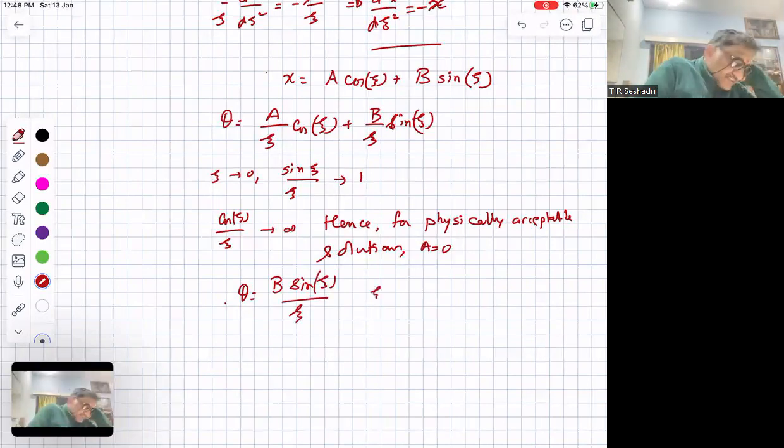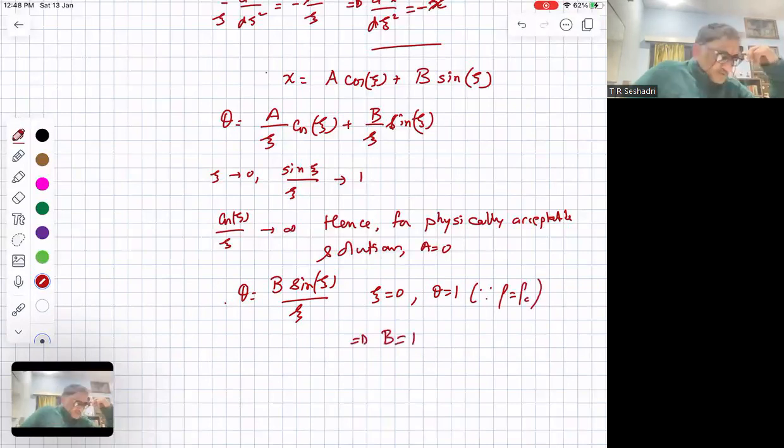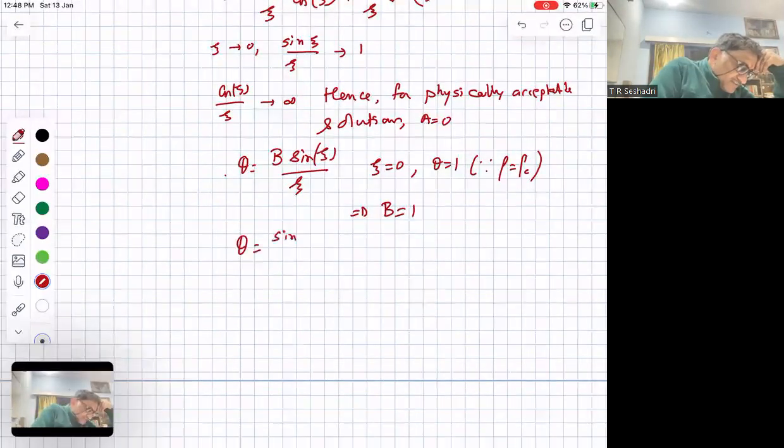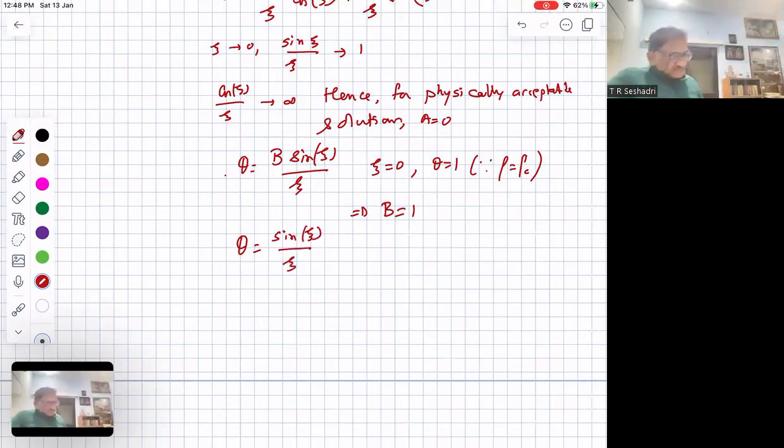But I know that at xi equal to 0, theta equal to 1 as before, because rho equal to rho c. This implies that B has to be equal to 1. So the solution for the Lane-Emden equation is theta equal to sin xi by xi.